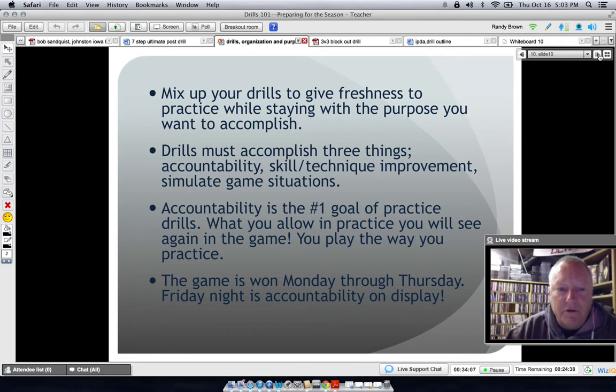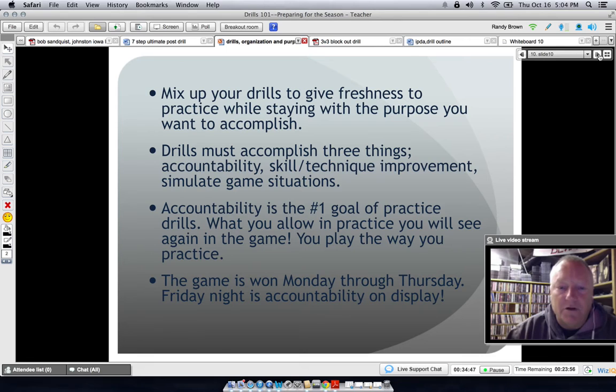Next thing, you always want to accomplish accountability. You want to improve your skill or technique, and make sure you simulate game situations. If you run a practice drill with no carryover to the game, in other words, it doesn't replicate the game at all, it's just literally a drill. Well, they don't run those in games. Okay? Games are up and down, games are fiercely competitive. So your drills should look like little parts of the game. They should not look like drills. And I hope that makes sense to you.